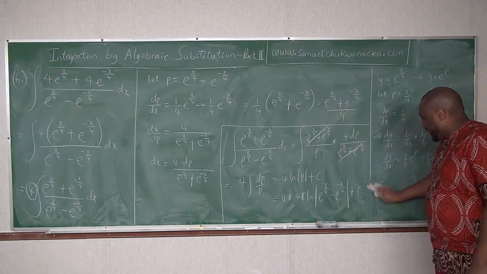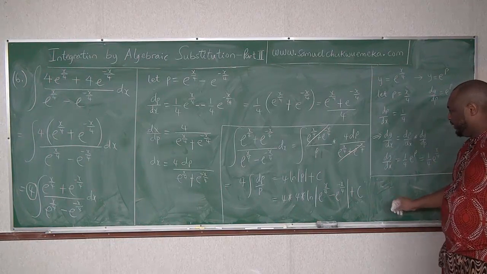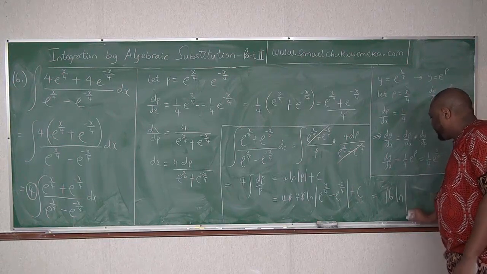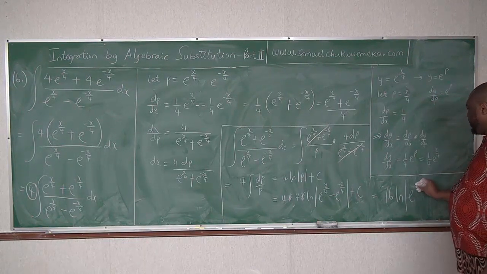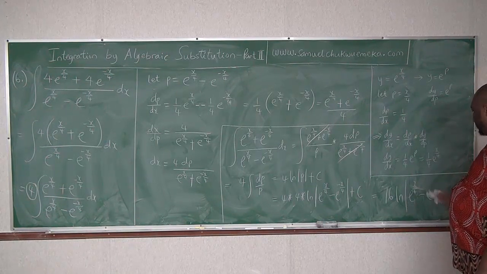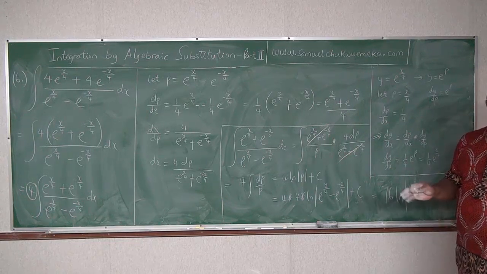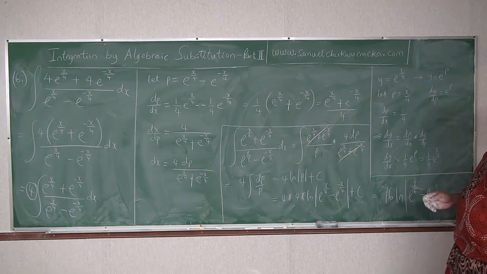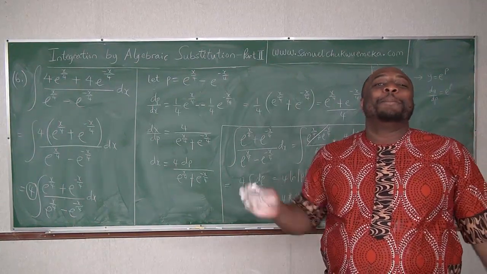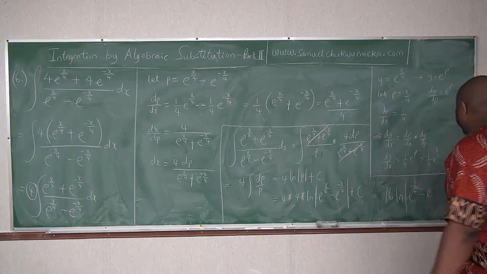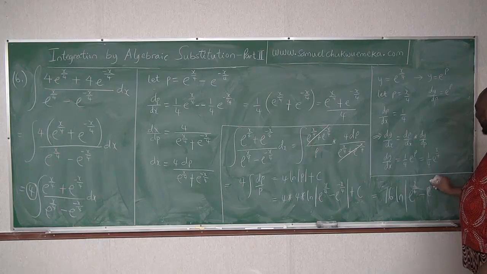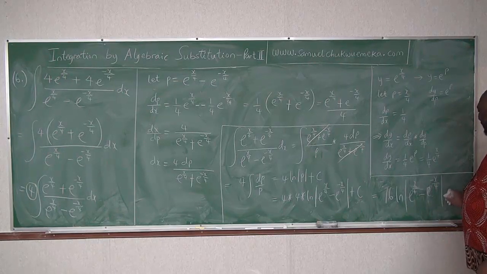So our final answer will be 4 times 4 is 16 ln absolute value of e exponent x over 4 minus e exponential. This e means exponential, I hope you know. Because when I'm saying e, some people will think it's the variable e. No, it's the exponential function, okay? Exponential negative x over 4 plus c.